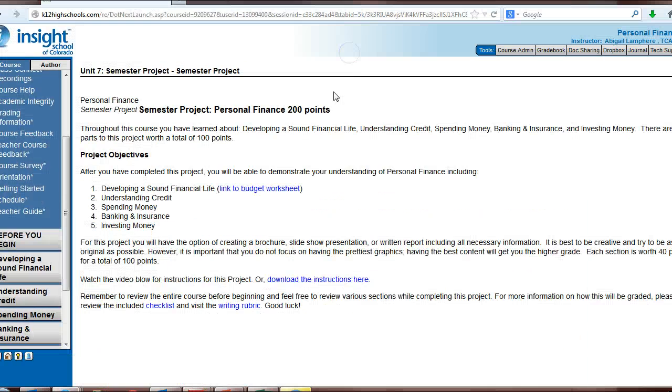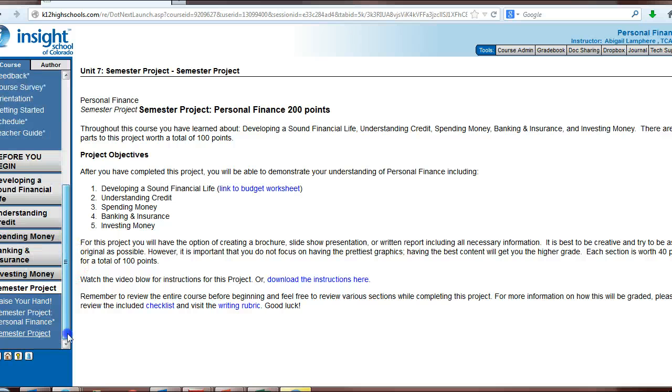Let's look at your instructions here. So I got these instructions. I just posted these in the semester project unit. Explaining the different parts of the project. Here's the link to the budget worksheet that you'll need to prepare. I have the slides that I just went through in the video attached right here. Here's the checklist.